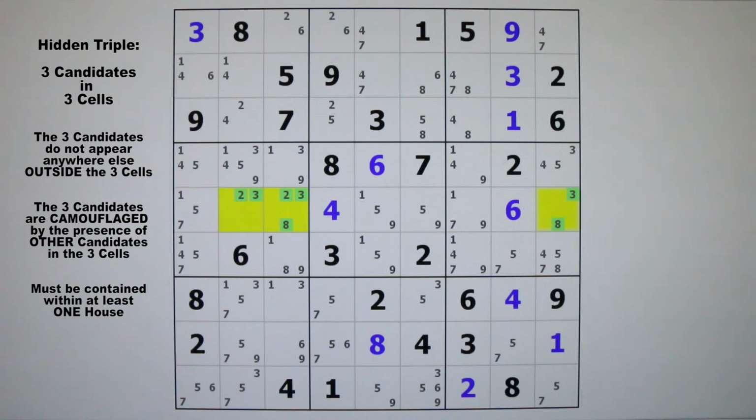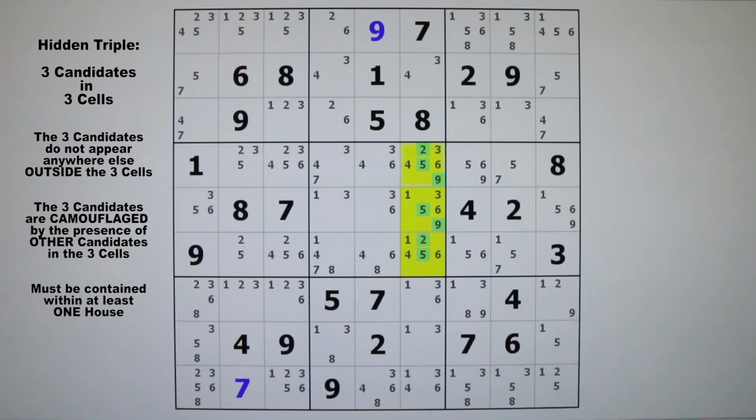Okay, and lastly, we have a hidden triple in column 6 of 2, 5, and 9. So we can remove the 4, the 3, and the 6, the 1, the 3, and the 6, and the 1, the 4, and the 6. And as you can see, this is also locked because it's in block 5 and column 6 at the same time, but there are no further eliminations to be made.